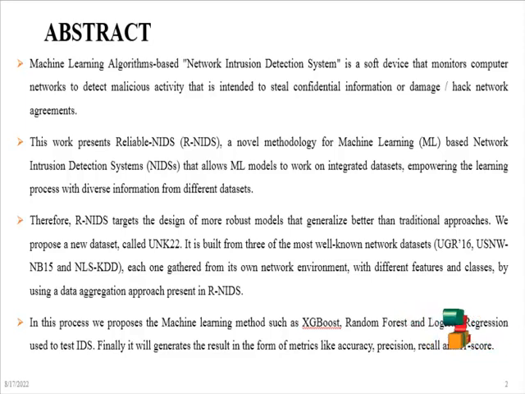We propose a new dataset called UNK22 dataset. It is built from three of the most well-known network datasets: UGR16, UNSW-NB15 and NSL-KDD datasets, each one gathered from its own network environment with different features and classes, by using the data aggregation approach present in Reliable Network Intrusion Detection System. In this process, we propose machine learning algorithm models such as the XGBoost algorithm, random forest algorithm, and logistic regression to test the intrusion detection system. Finally, it will generate the results in the form of metrics like accuracy, precision, recall, and F1 score.